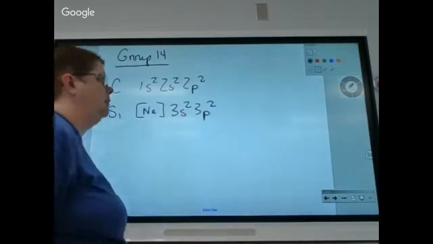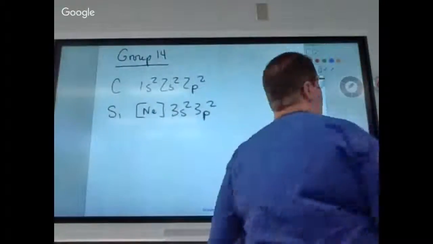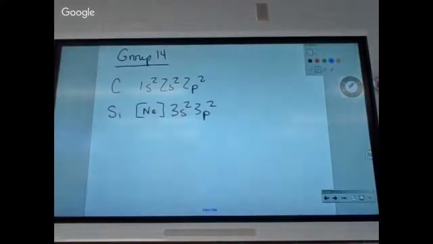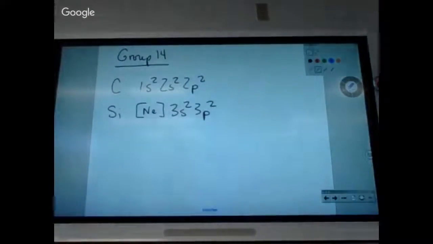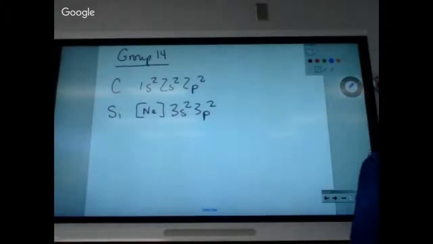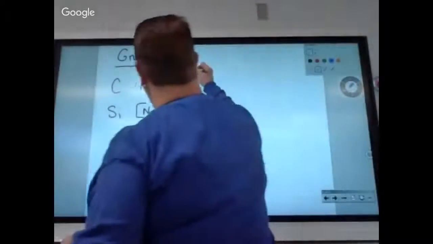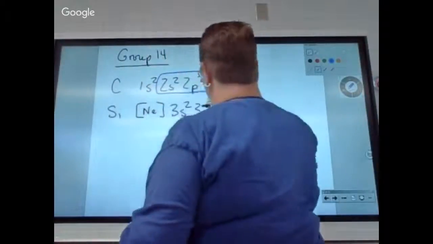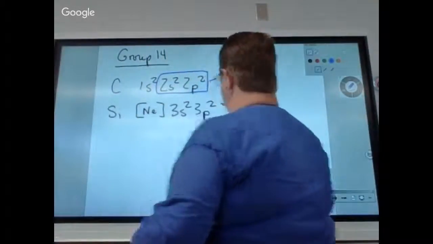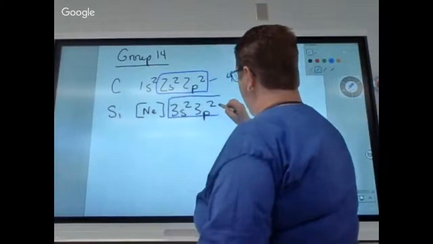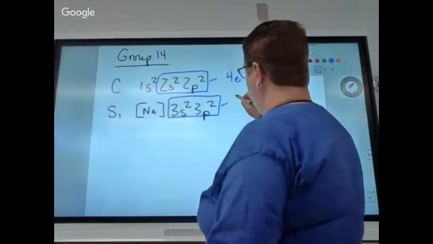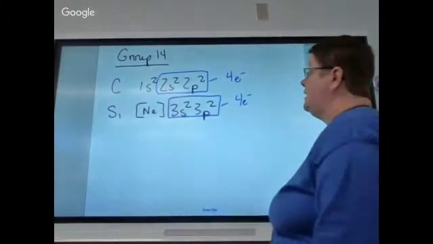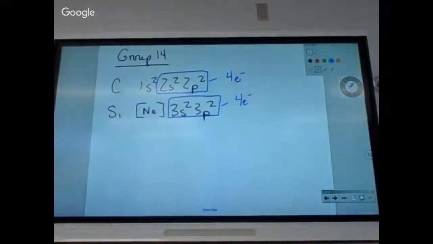All right. So, how many electrons does carbon have in its outer shell? What is carbon's outer shell? Let me start there. Okay. So it has how many? 4. All right. And what's the outer shell for silicon? 3s and 3p. Okay. So how many outer electrons does it have? 4. All right. So everybody in group 14 has 4 electrons in its outer shell.